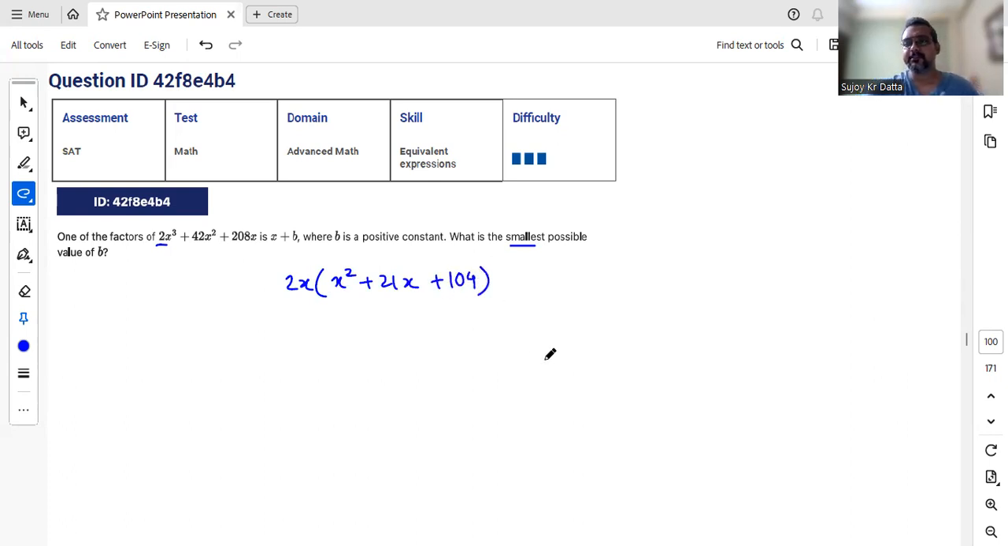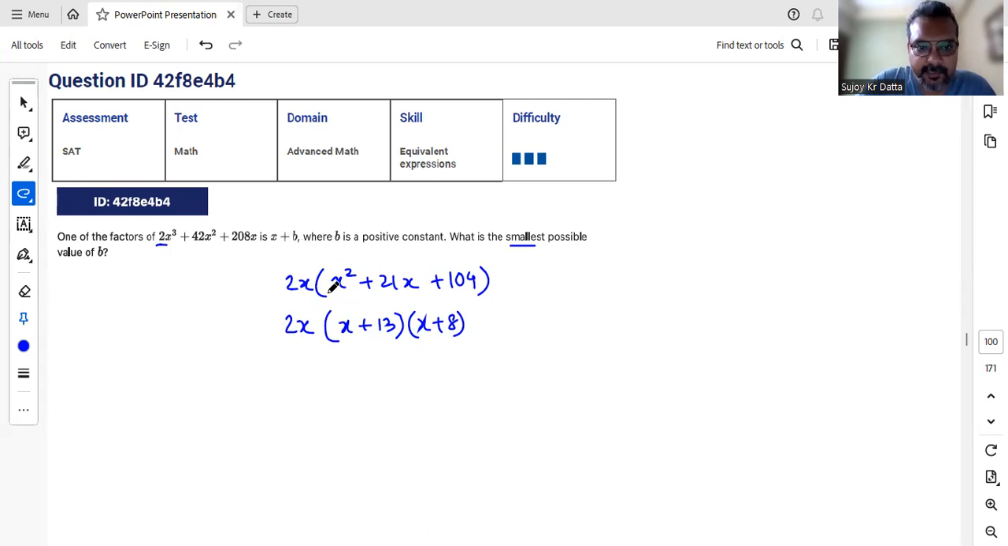And 104, you know, is 13 times 8, right? So that's 2x times x plus 13 times x plus 8, right? 13 and 8 add up to 21 as well. So that's a perfect split. So this is what we have.